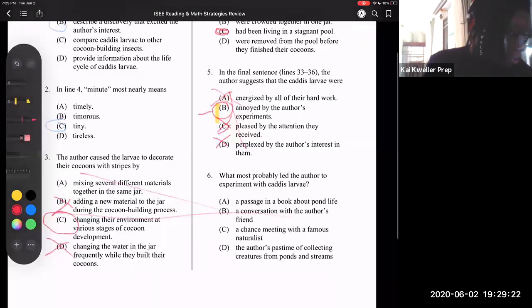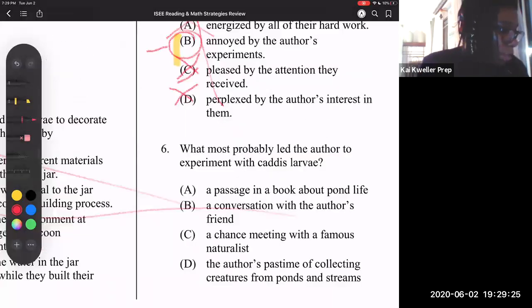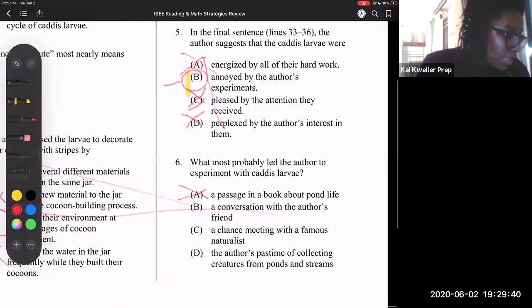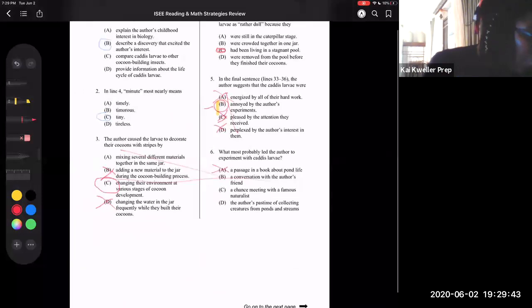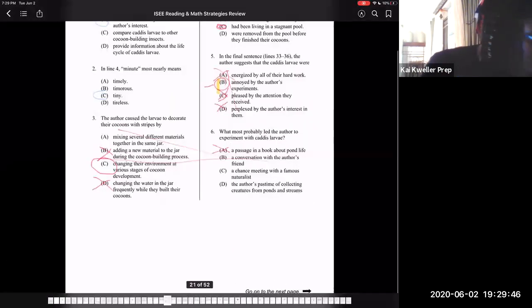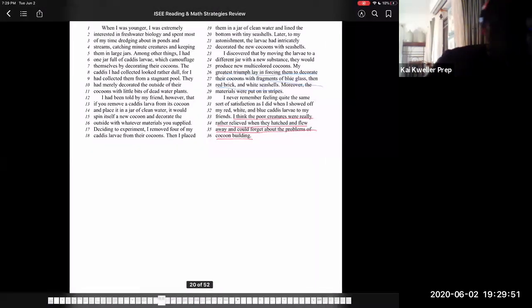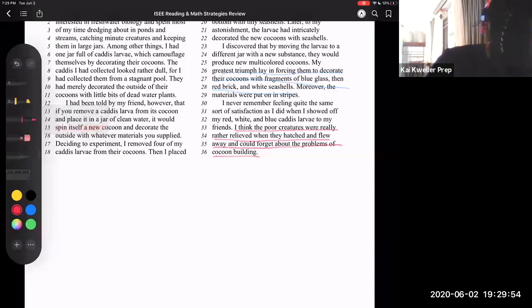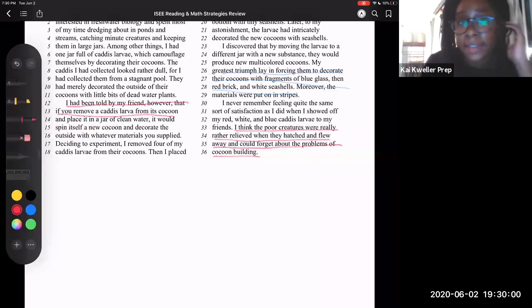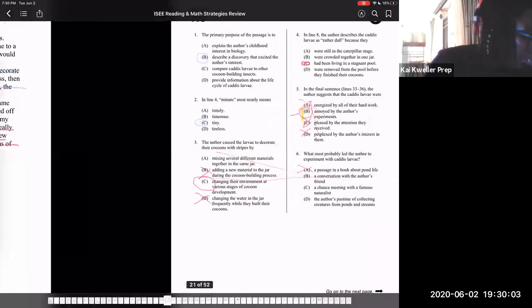The last question. What most probably led the author to experiment with caddis larvae? A passage in a book about pond life. Well, there was no passage mentioned in the text. A conversation with the author's friend. Now, if you're not sure, go back and check the text. Here, line 12. I had been told by my friend, however, that if you remove, so he's talking to his friend about this, which actually suggests that it most likely is the answer.